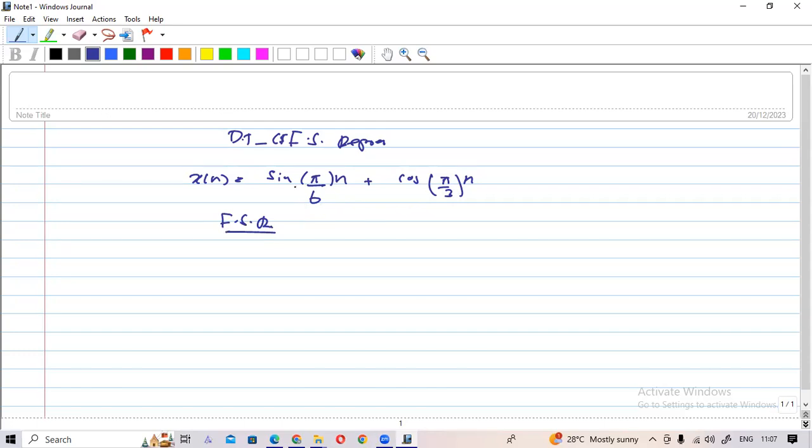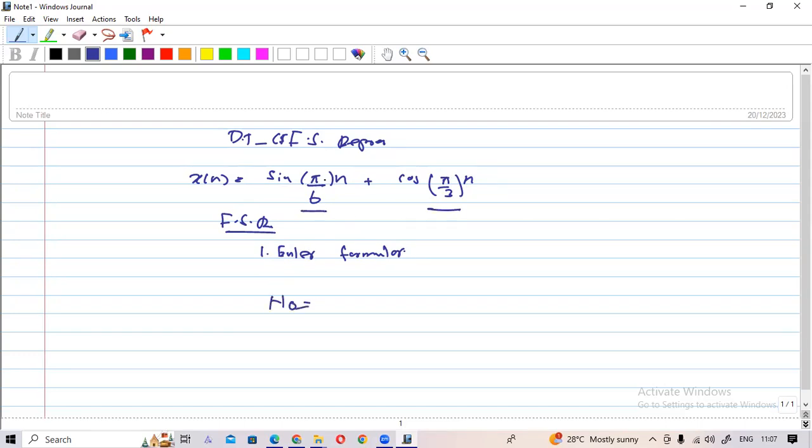Then you need not go through the principal example. Here you can directly use the Euler formula. Using the Euler formula, you can represent this as a collection of complex exponential terms. So that is the Fourier series representation. But before that, you need to find the overall period of this signal, n naught.